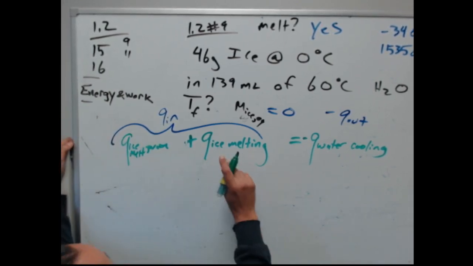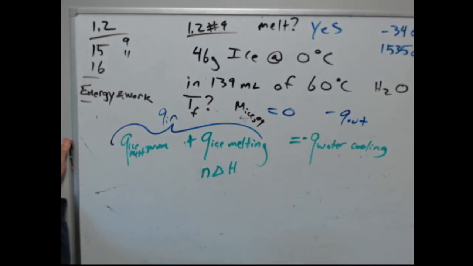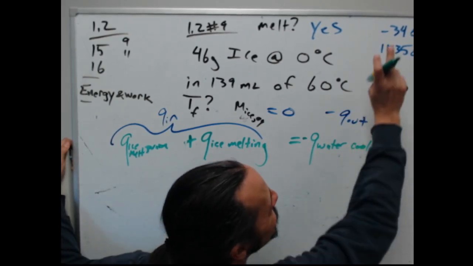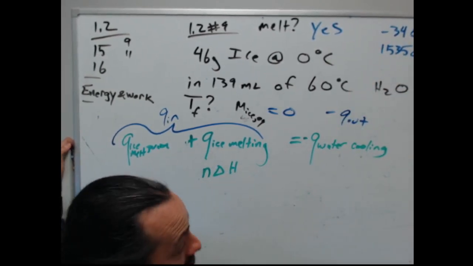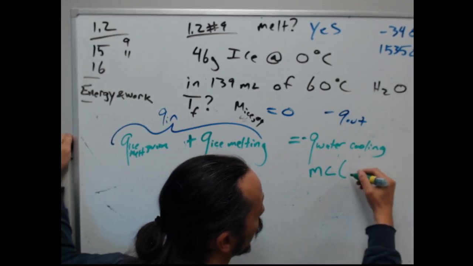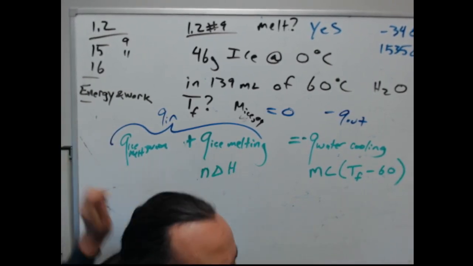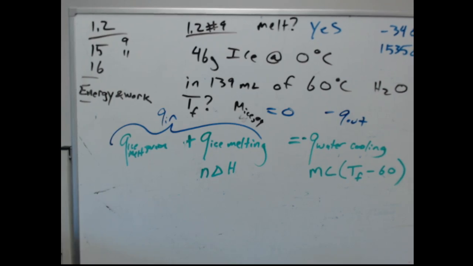Now, the ice melting, we already did this. This is going to be that n delta H, and that's going to have the same value we had before for Q2. This one is not going to be the same as Q1, because in this situation, we're going to have that mC, I'm going to go ahead and write T final minus 60. T final is not going to be 0. It's going to be something greater than 0. So we can try to figure out, well, how much higher than 0? That's the whole point of what we're trying to figure out. What do I put for this one?